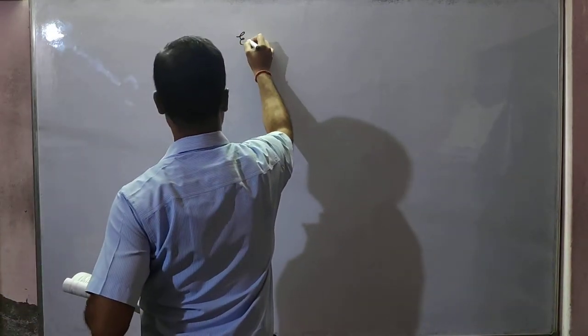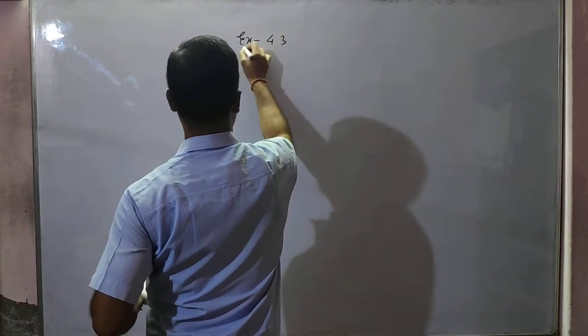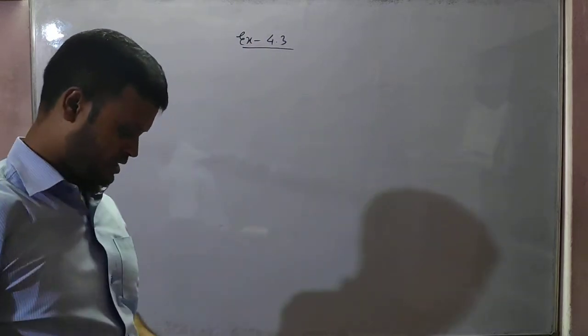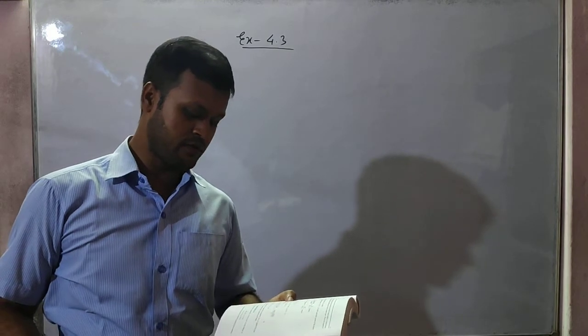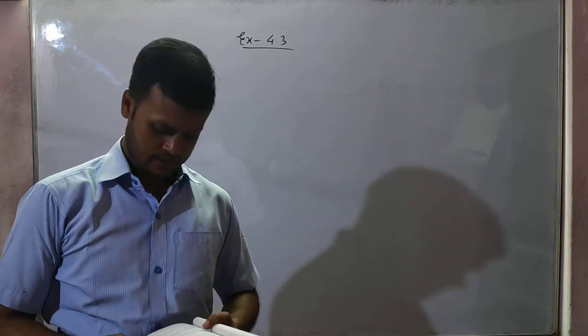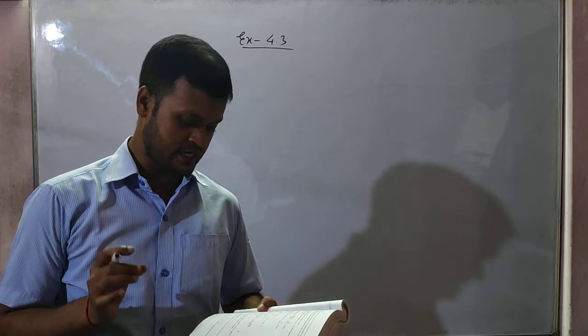So students, now let us enter exercise 4.3. We have discussed two methods, and now we will be using these methods. Find the roots of the following quadratic equations if they exist by the method of completing the square. If the roots exist, then you find them.